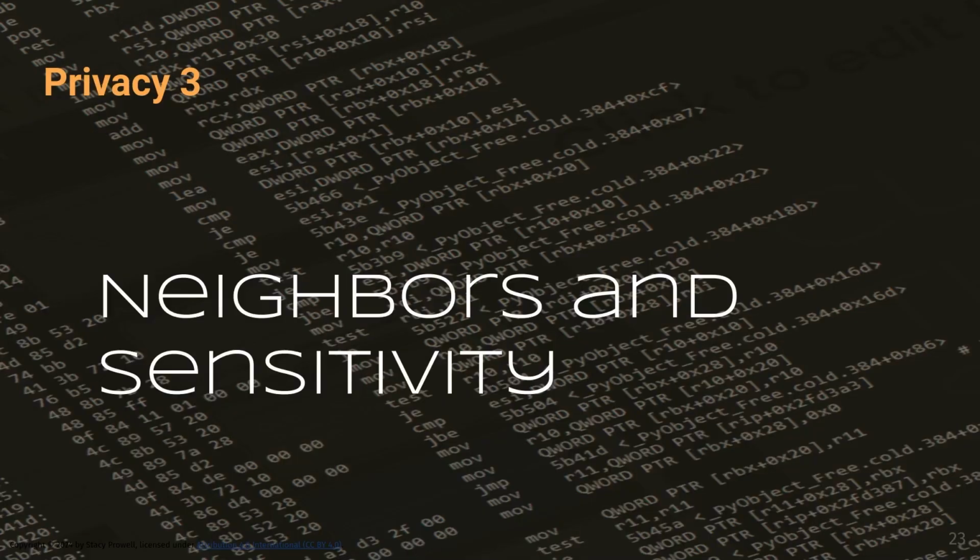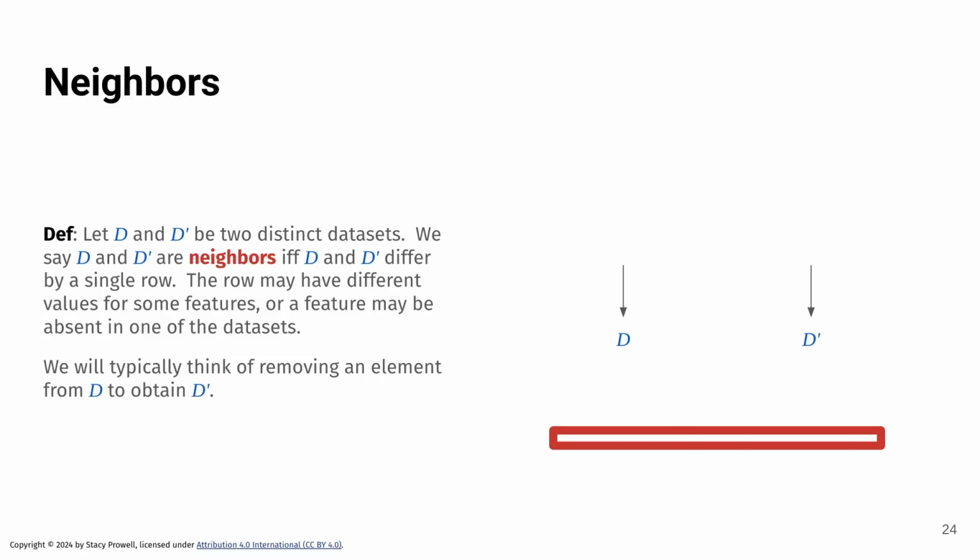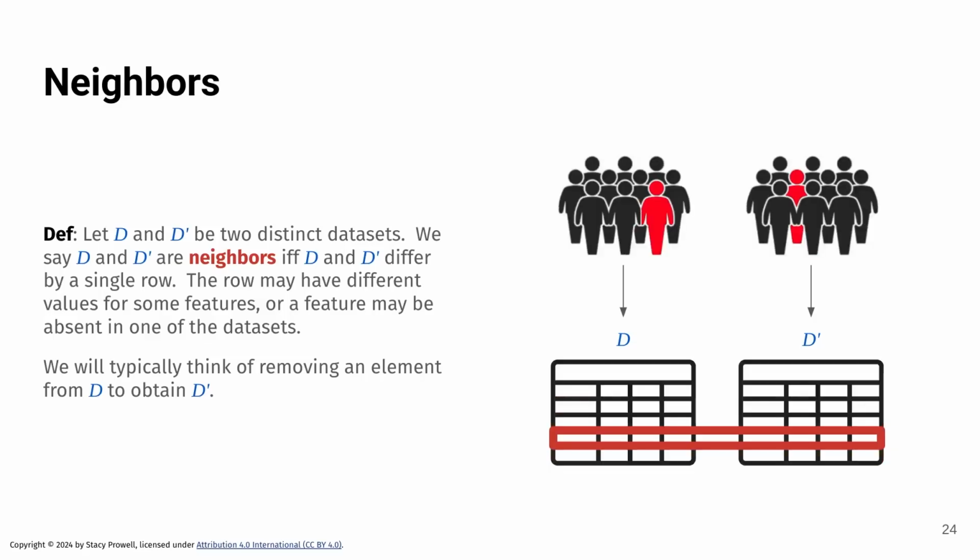So let's talk about neighbors and sensitivity. We've actually already seen the idea of neighbors. I have two data sets. They differ by a single row, right? Maybe D has a row, D prime doesn't. Maybe D prime has a row, D doesn't. Or maybe, like you see in the picture, D includes one individual, D prime includes a different one, okay? So they differ by a single row.